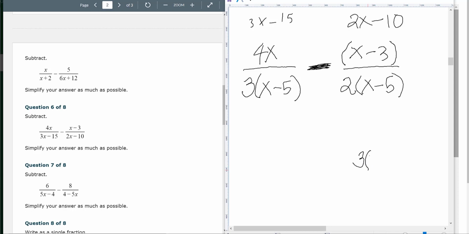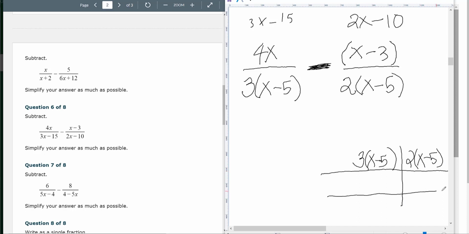So I'll make my little chart down here. 3 times x minus 5, 2 times x minus 5. So the least common denominator is the product, the multiplication of the common factor. The greatest common factor here is x minus 5, and the factors they don't have in common, which is 3 for the first one, 2 for the second one. So that means that 6 times x minus 5 is my common denominator.